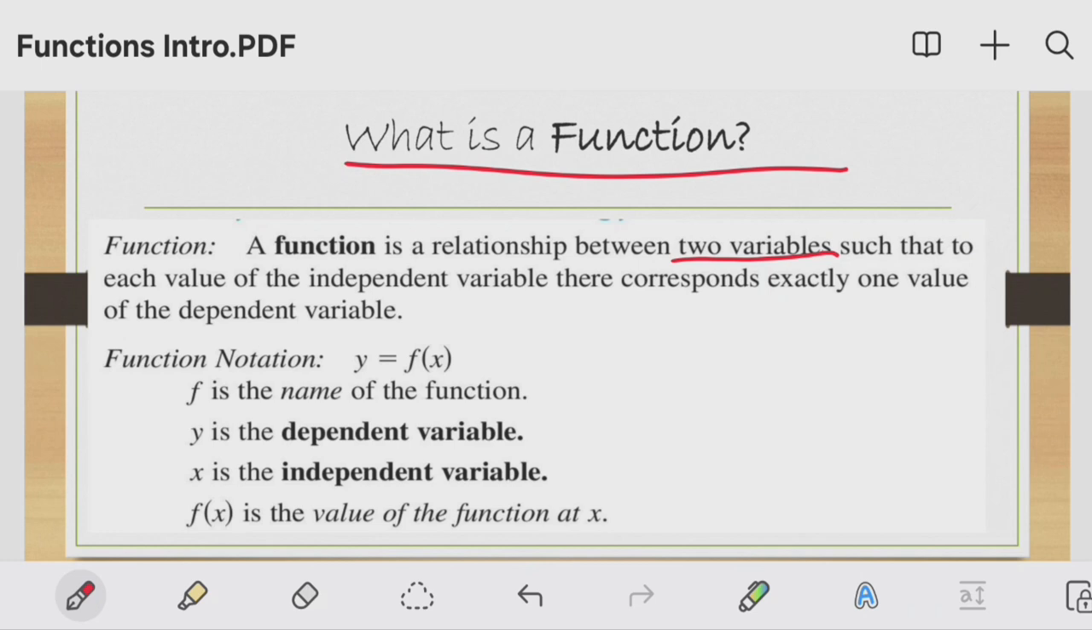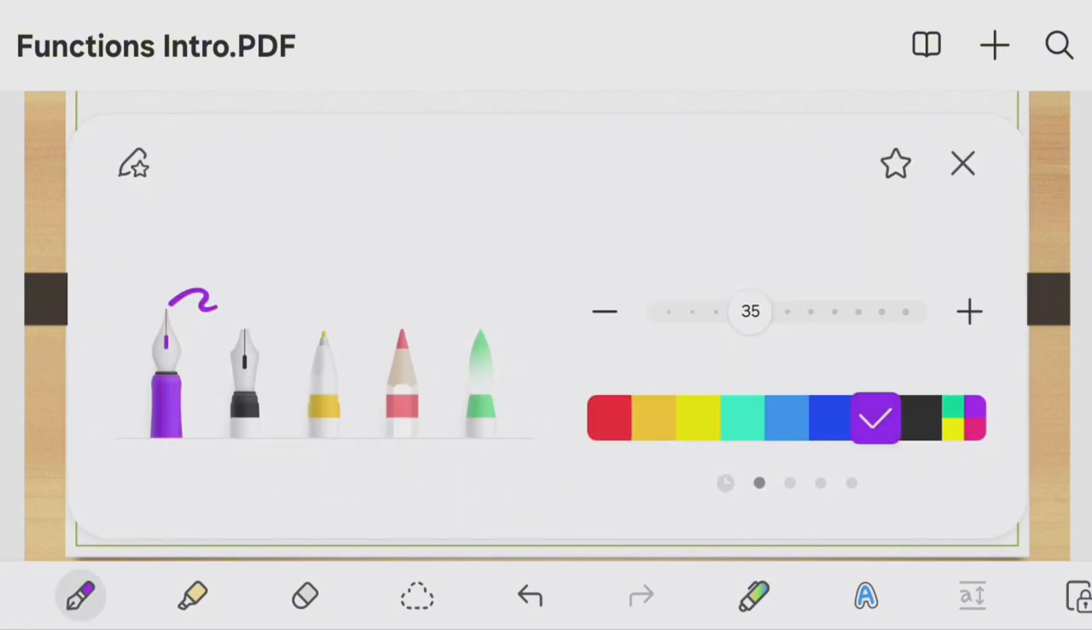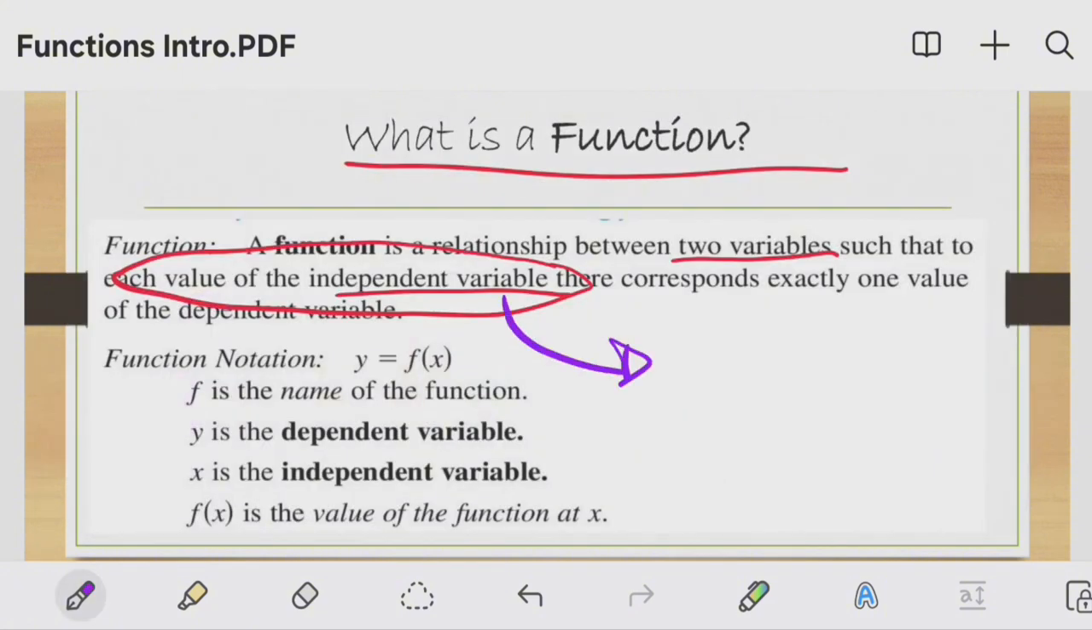Good job. So a function is a relationship between two variables such that to each value of the independent variable. I like the fact that this technical definition of what a function is uses the concepts that we've already introduced ourselves to, such as what is an independent variable. It is simply the input variables. I hope we recall something of that nature. So independent variables, of course, will be our input values.